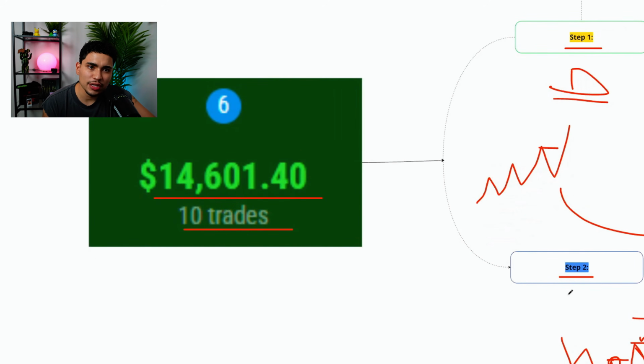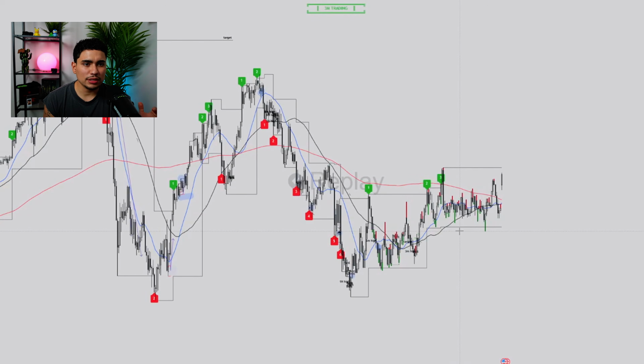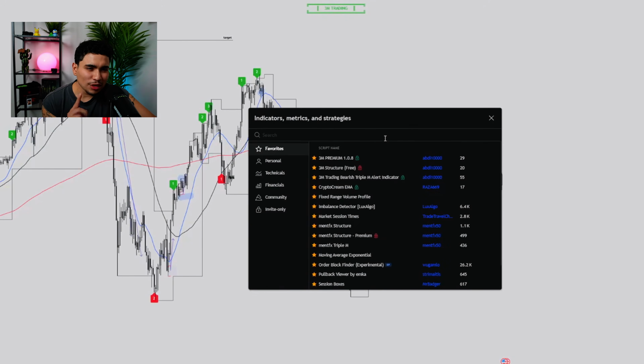Let's get into the actual TradingView. Now this trade was a USD JPY long. It's a Forex pair. And if you guys don't know, I use one single indicator every single day, and it's called the 3M structure indicator. I have it tatted in my hand so you guys know that it's completely legit. It's my free paid indicator. Well, because I paid for it, but you guys get it for completely free on TradingView.